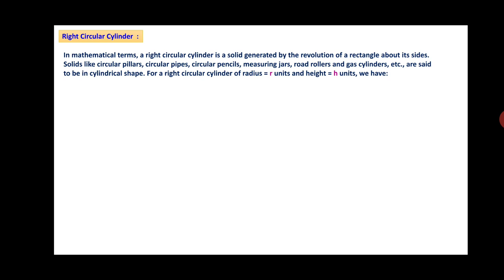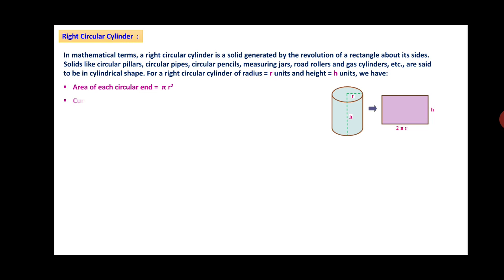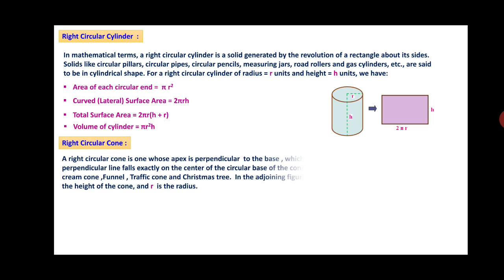For a right circular cylinder of radius r units and height h units, you can see in the adjoining figure the right circular cylinder. Area of each circular end will be pi r square. Curved surface area, that is the lateral, is 2 pi r h. Total surface area is equal to 2 pi r into bracket h plus r and volume of the cylinder is pi r square h.